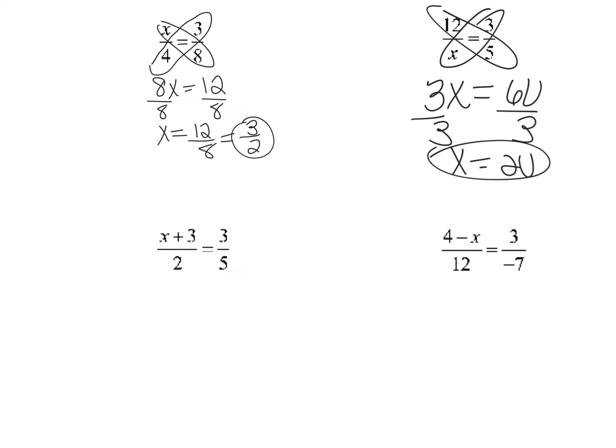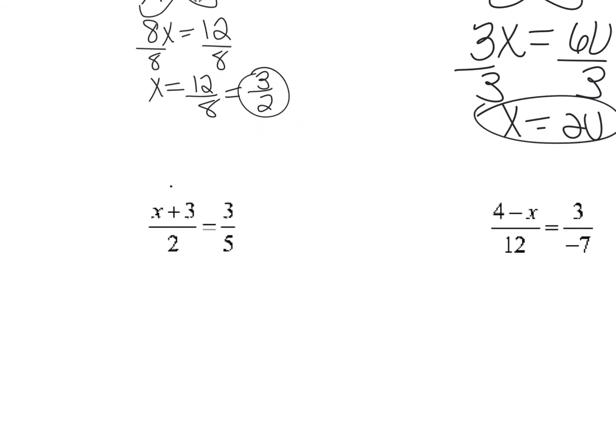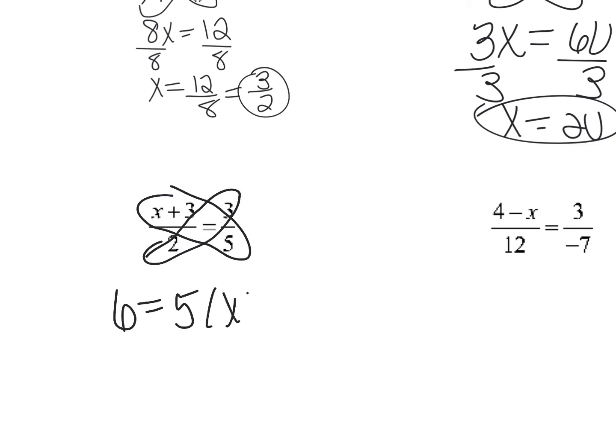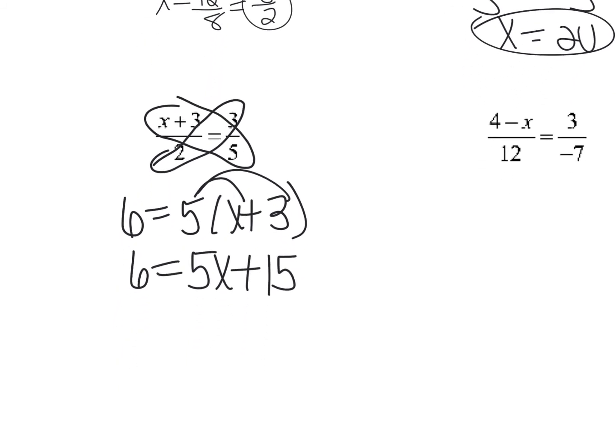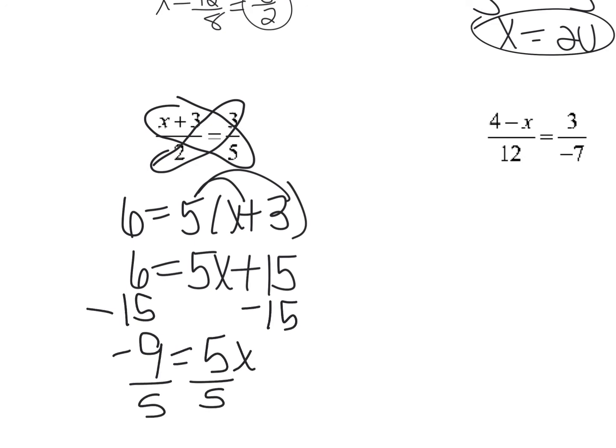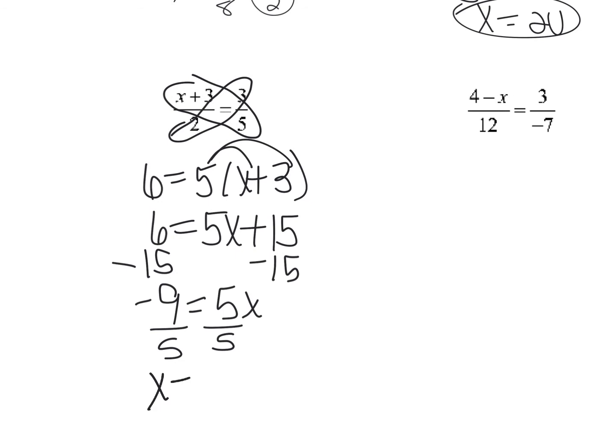Down here, they look a little bit more difficult, okay, but not really. We just have to remember to distribute when we're doing our cross product. If we have 3 times 2 is 6, and then 5 times x plus 3, we have to make sure that we distribute that 5 to both parts, and we get 6 equals 5x plus 15. Don't forget to distribute it to that second part, and then we can subtract 15 from both sides, and we get negative 9 equals 5x. If I divide both sides by 5, we're just going to leave that as a fraction, negative 9/5.